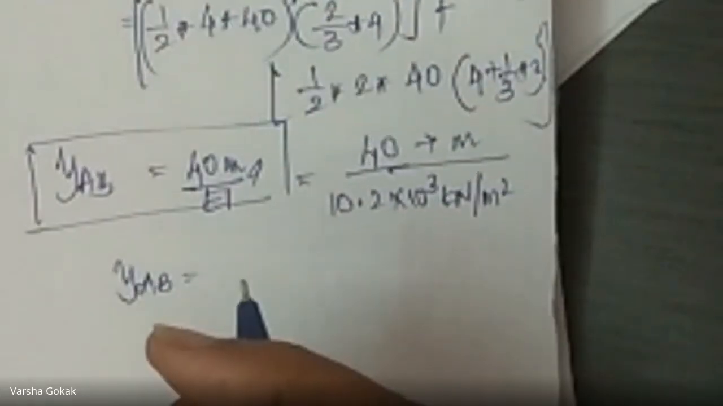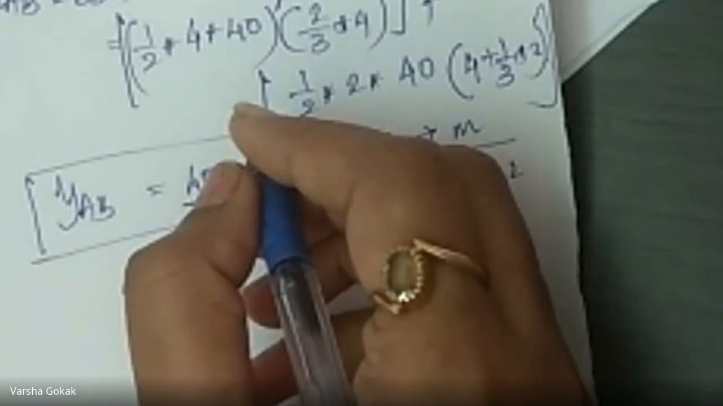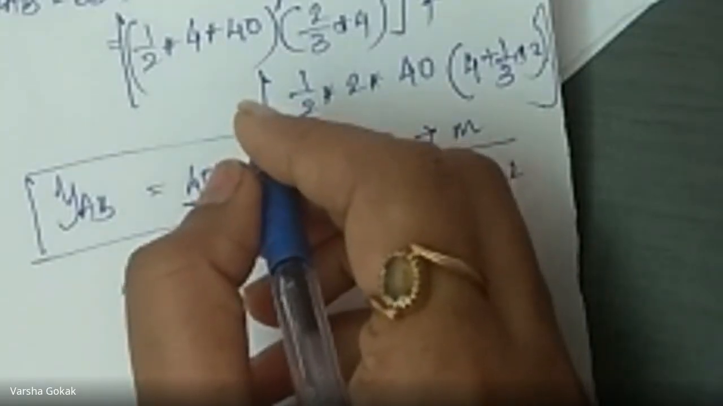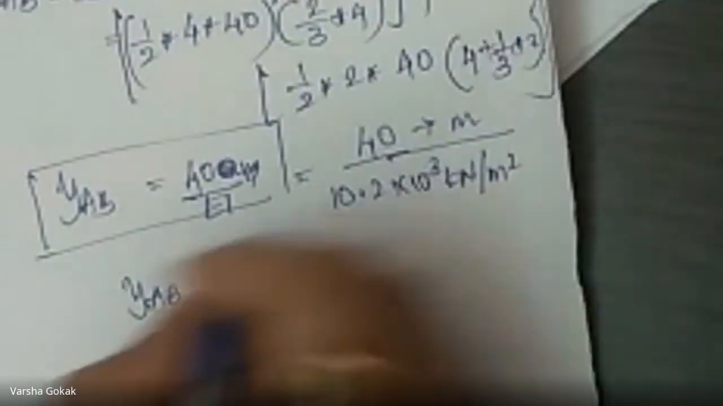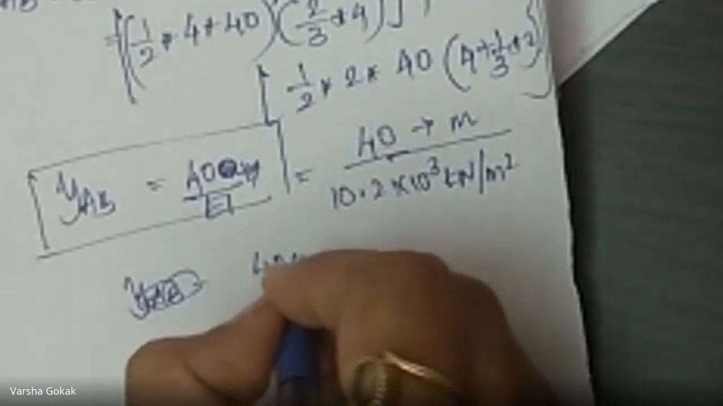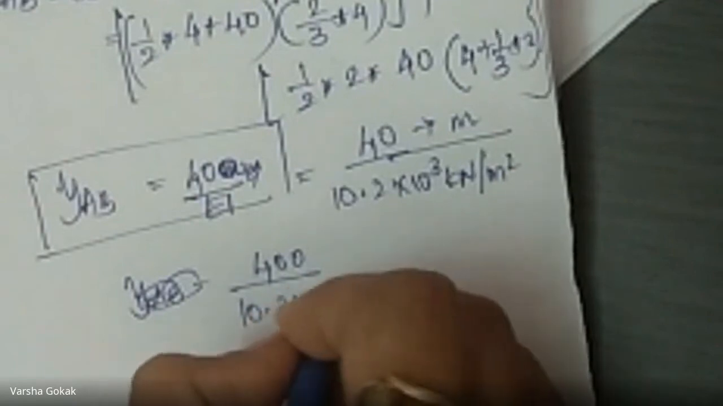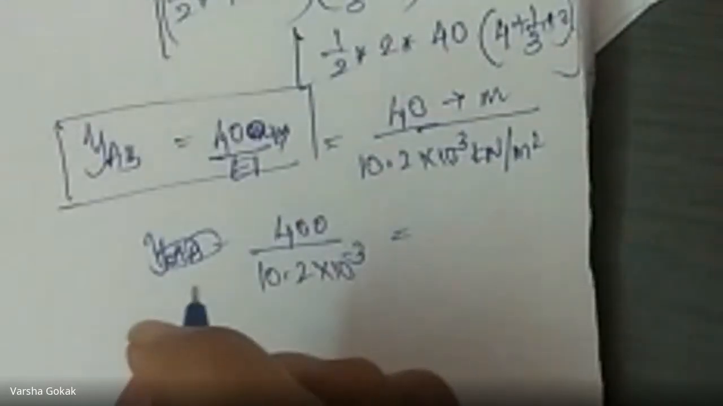Is it 40 or 400? You all give me the answer. Yes, 400. Shrishti has written 400, I took it as 40. So now do 400 divided by 10.2 into 10 raised to 3. How much?